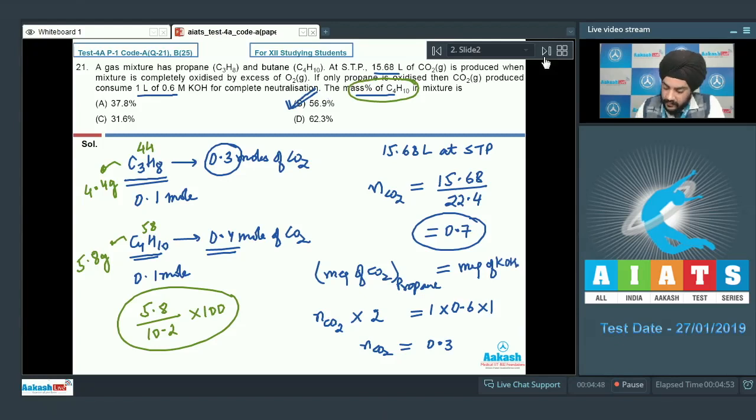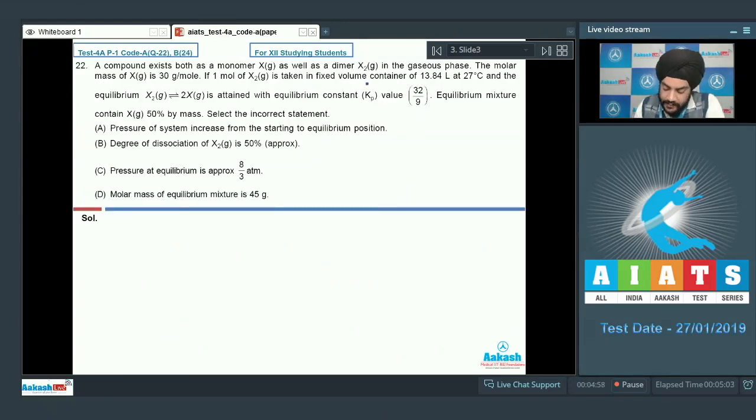Let us look at the next question. Question number 22. A compound exists both as a monomer as well as a dimer in the gaseous phase. The molar mass of X is 30 gram per mole. If 1 mole of X2 is taken in a fixed volume container of 13.84 liter at 27 degrees C, and the equilibrium X2 dissociates into 2X is attained with an equilibrium constant value equal to 32 by 9. It is further given that the equilibrium mixture contains 50% by mass of X. So the examiner is interested in the incorrect statement among the 4 statements which are given to us.